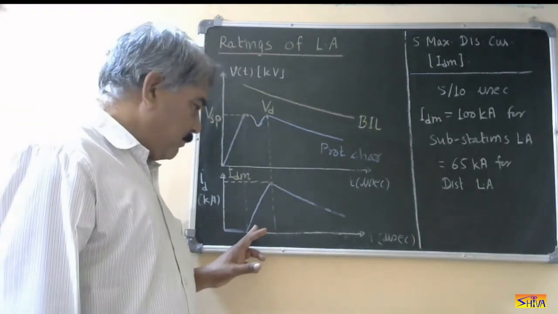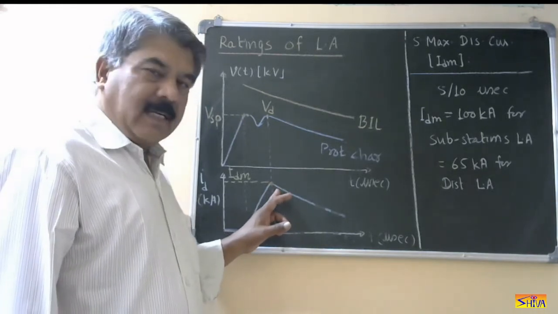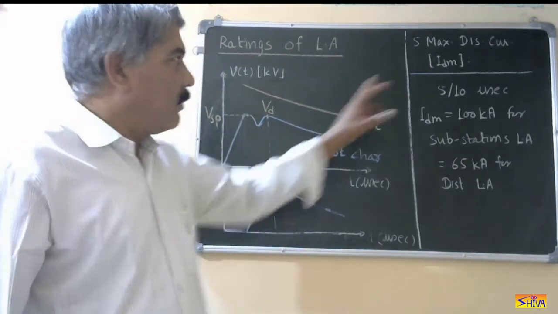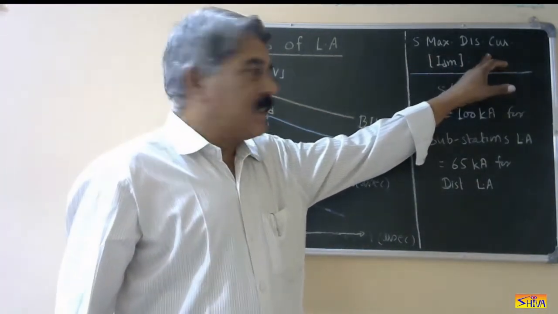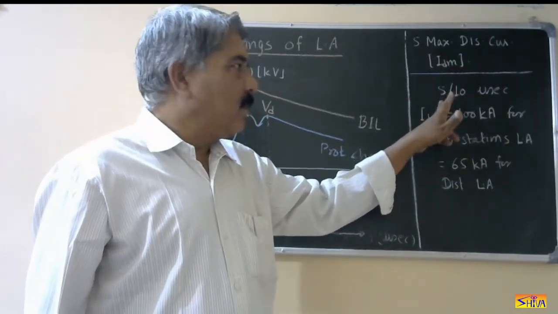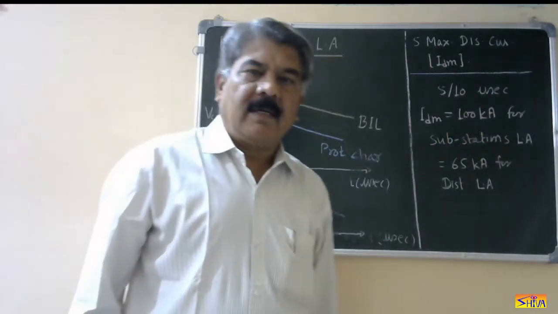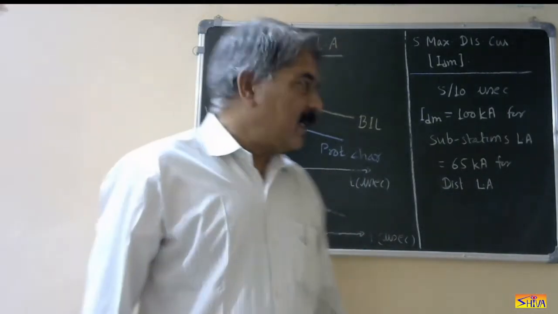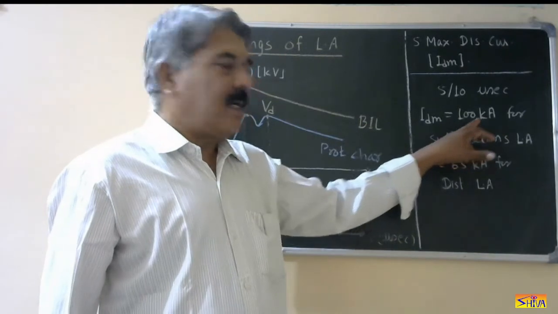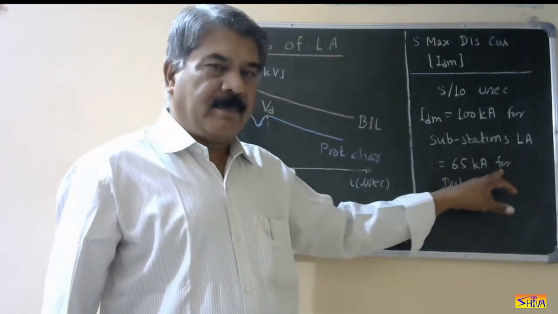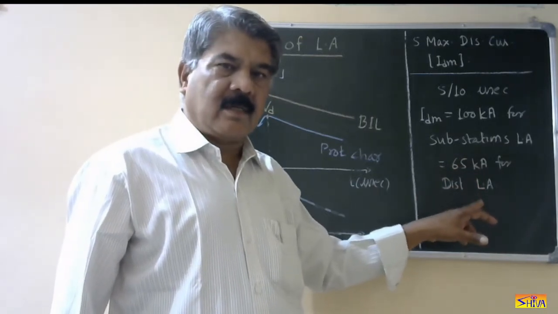Next is maximum discharge current. You can see from this waveform, the discharge current is increasing. It attains peak value, then it starts reducing. We are now considering this peak value. And for testing the lightning arrestor for maximum discharge current, we take the current waveform of 5 by 10 microseconds. 5 microseconds is the rise time and 10 microseconds is the tail time. And this rating is 100 kiloamperes for substations lightning arresters, and 65 kiloampere for lightning arrestors installed for distribution substations.